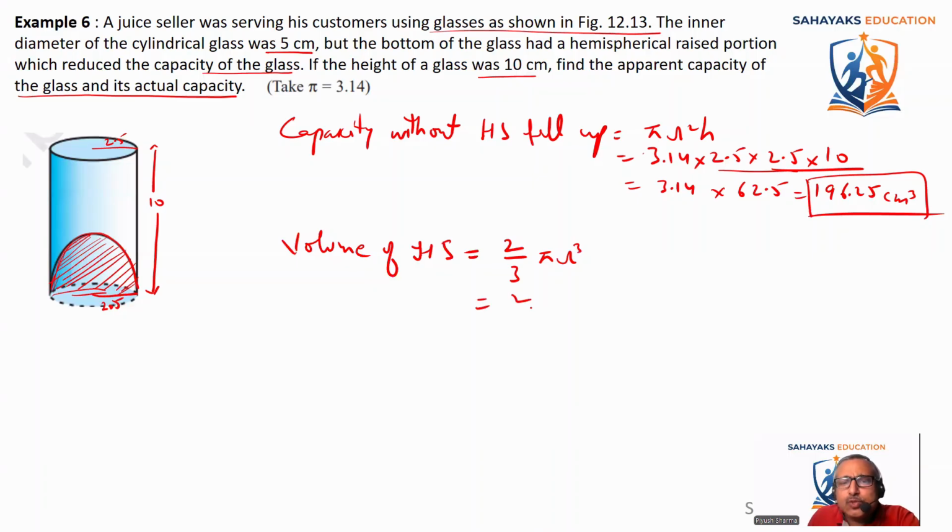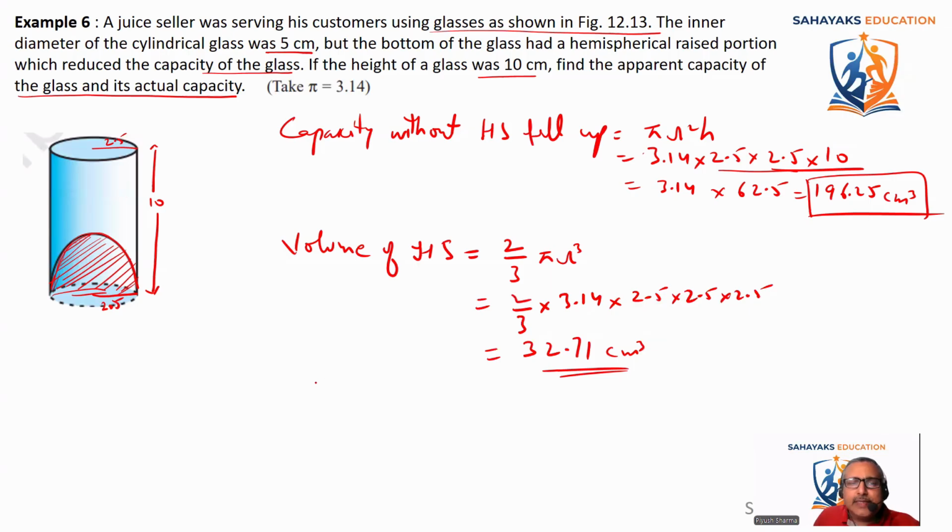So let's compute it. It's 2 by 3 into 3.14 into r cube. R cube is 2.5 into 2.5 into 2.5. So let's find out what it comes out to be. Though it is not that difficult, computation is required. So it comes out to be 32.71 centimeter cube. So this is the volume which is reduced.